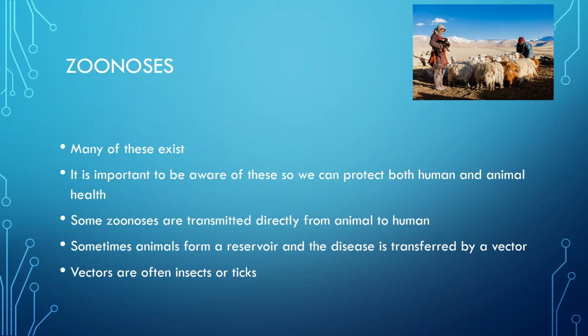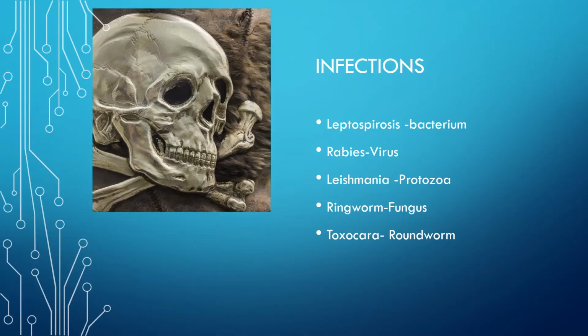So, zoonosis. Many of these exist. It's important to be aware of these so we can protect both animals and humans. Some zoonoses are transmitted directly from animal to human. However, in some cases, the animals form a reservoir and then the disease is transferred by a vector. Vectors are often insects or ticks.